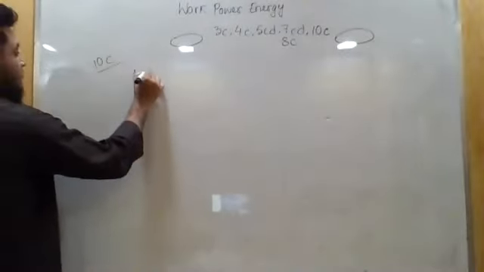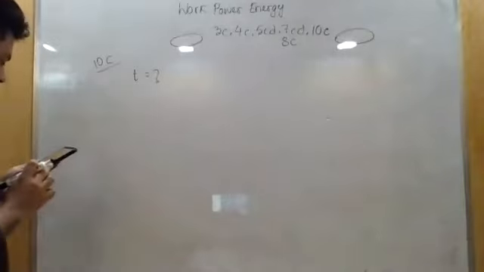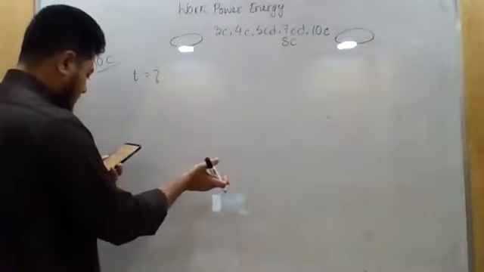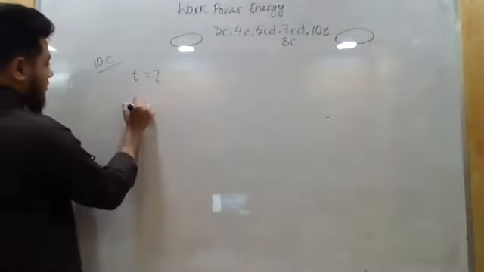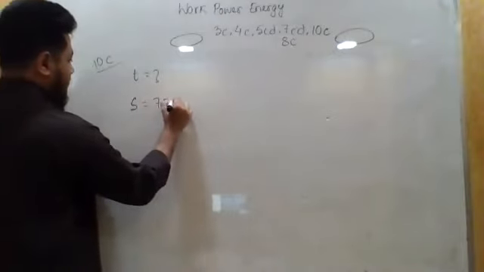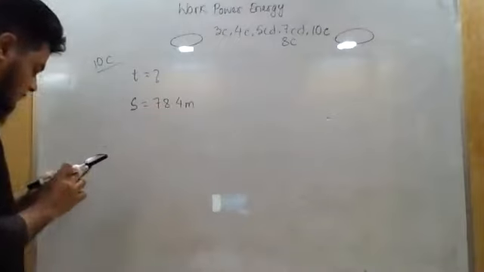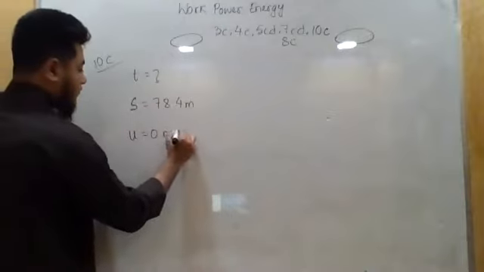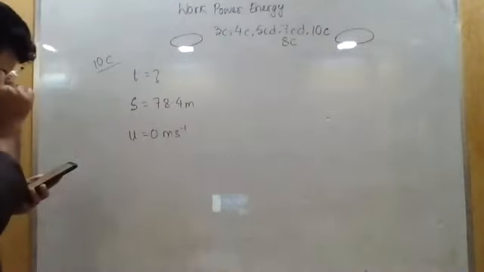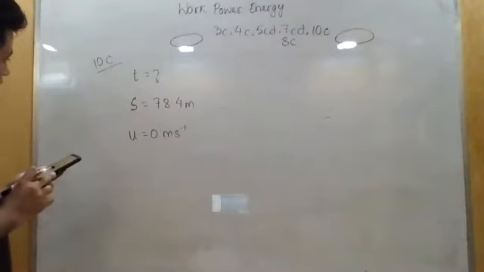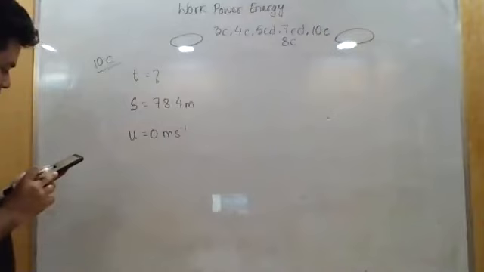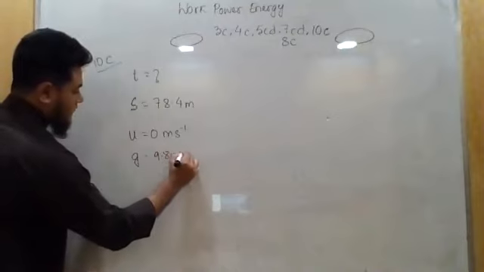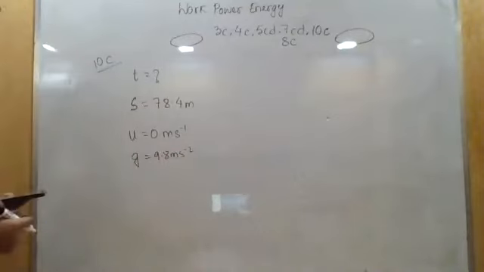So for 10C, we have to calculate the time, but what information is given? The body has to come from which point to which point? From A to C. So from A to C, what is the distance? 78.4 meter. The distance S is equal to 78.4 meter. The initial velocity, we always know, is 0 for a falling body. When a body is falling down, the initial velocity is considered to be 0. And g, we know, is the acceleration due to gravity. So this is the information given.